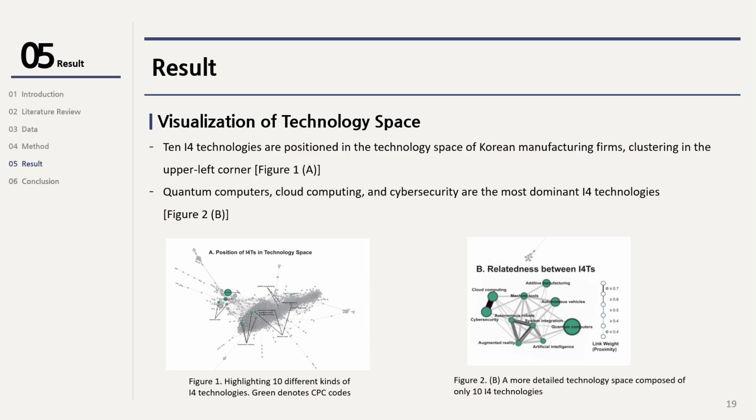Figure 2b illustrates relatedness among IR4 technologies. Cloud computing and cybersecurity show the highest proximity, indicating shared capabilities among firms. Another notable cluster includes augmented reality, system integration, and autonomous robots, highlighting overlapping technological requirements.